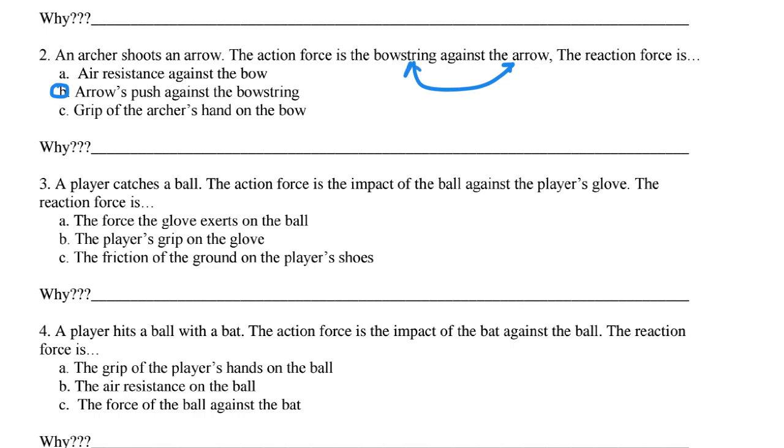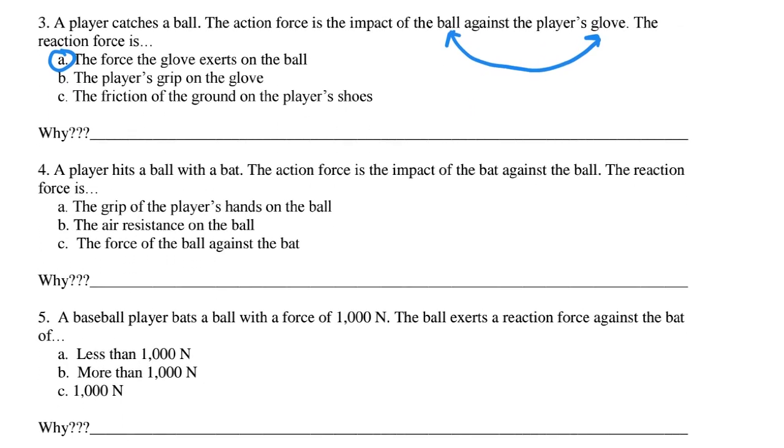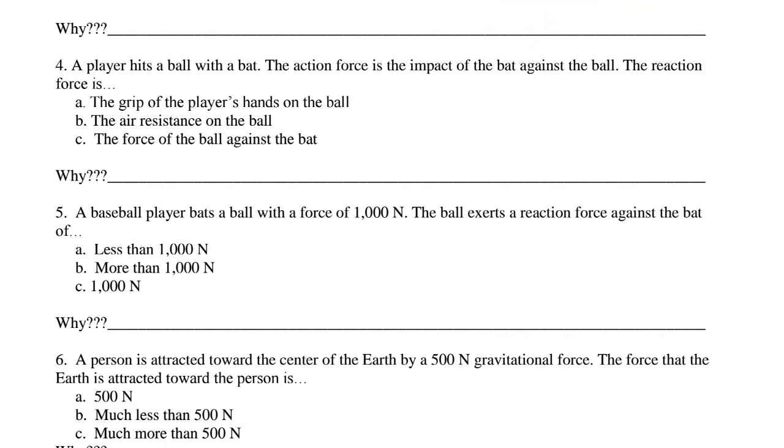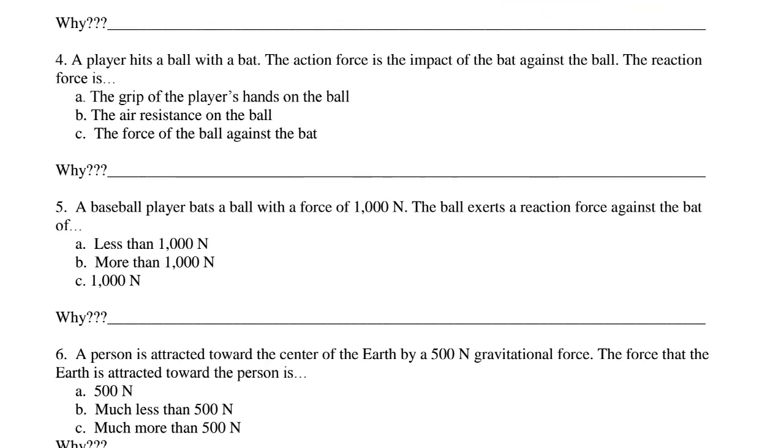All right, a player catches a ball. The action force is the impact of the ball against the player's glove. The reaction force is, let's see if we can get this one by just swapping them. So ball against glove should become glove against ball. So the force of the glove on the ball, that is option A there. All right, and then player's grip on the glove, no. The friction of the ground on the player's shoes, no. That might be a reaction force to something else, like the force the player exerts on the ground, but that's not the action that the problem is talking about.